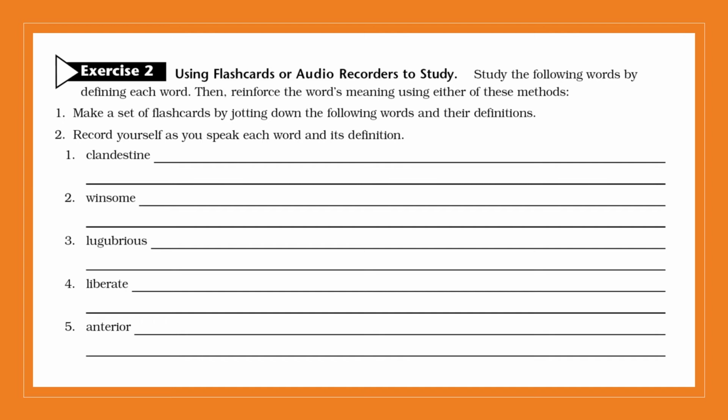We move to the second exercise. In this exercise, we can use either flashcards or audio recorders to study the new words. So study the following words by defining each word. So this is the first step. We have to define each word from number 1 to 5. Then we have to reinforce the word's meaning using either of these methods. Number 1, make a set of flashcards by jotting down the following words and their definitions. Number 2, record yourself as you speak each word and its definition.